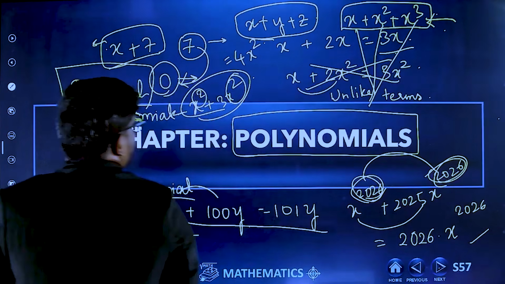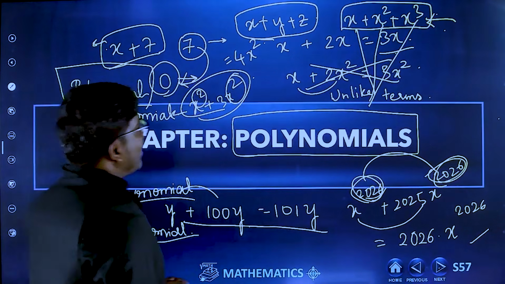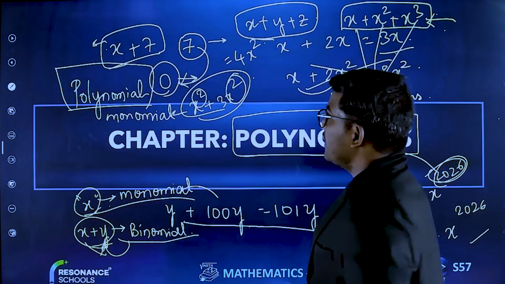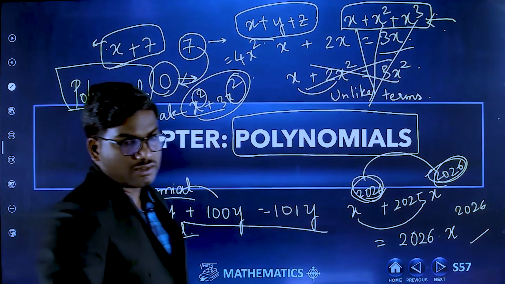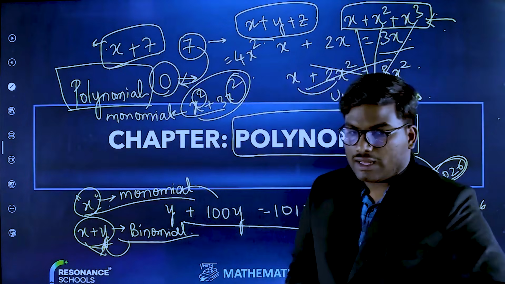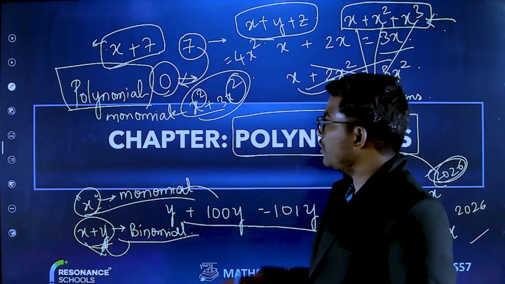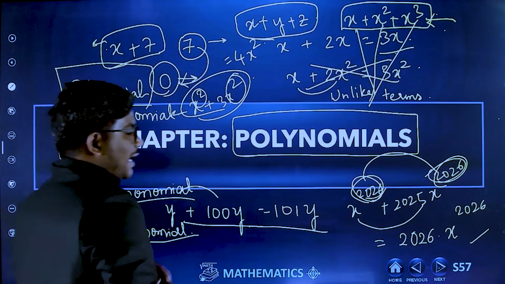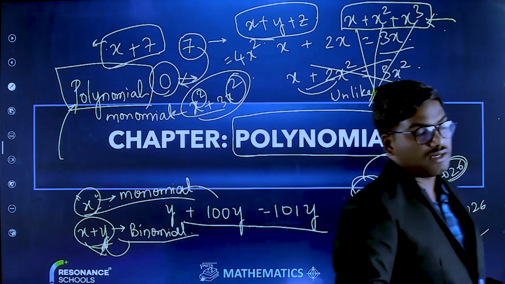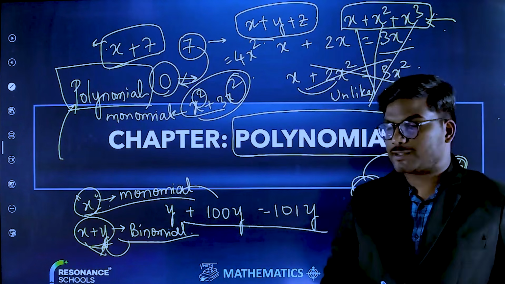Alright. Like Vasvaka rightly pointed, a multinomial is something that involves more than three terms, and polynomial is a generic term that is applicable to any number of terms being present in an algebraic expression.